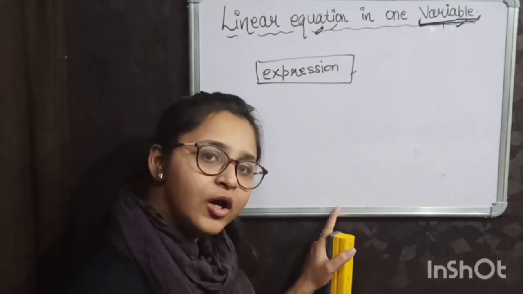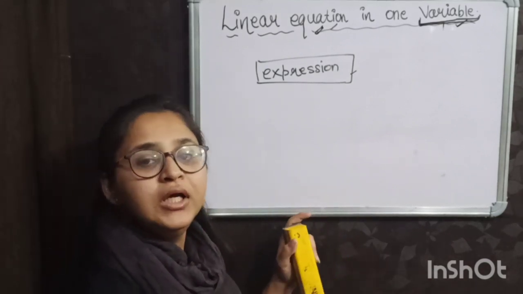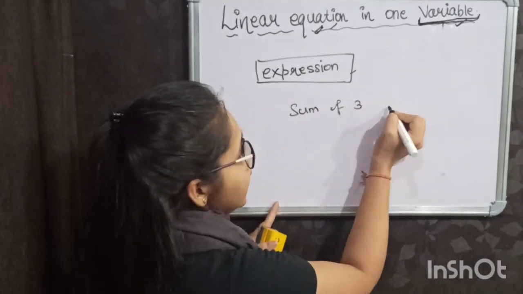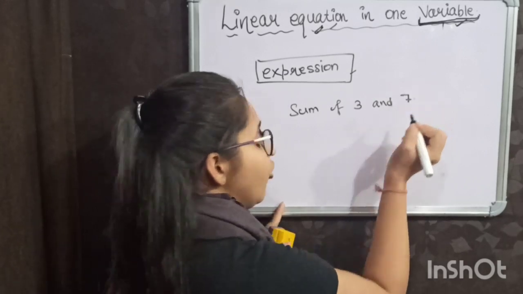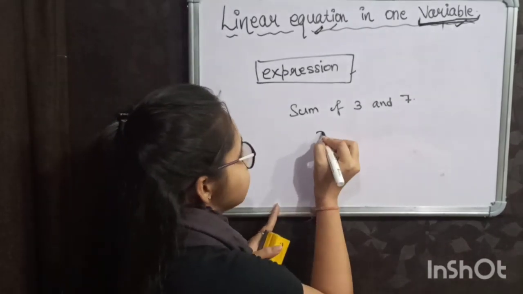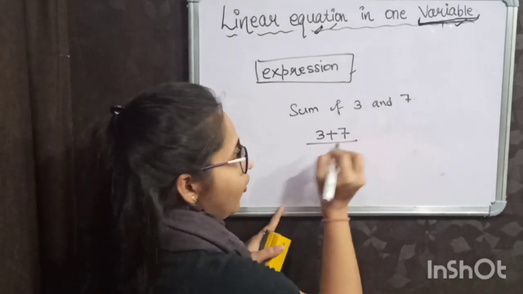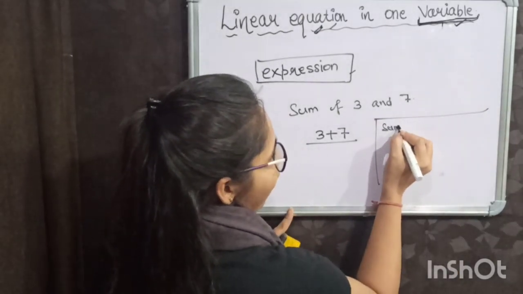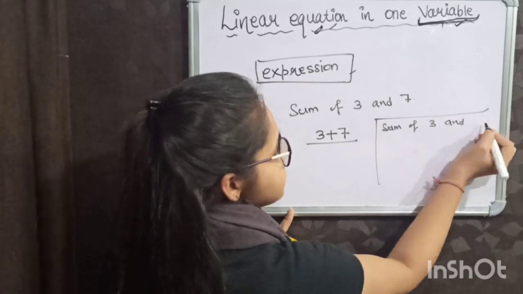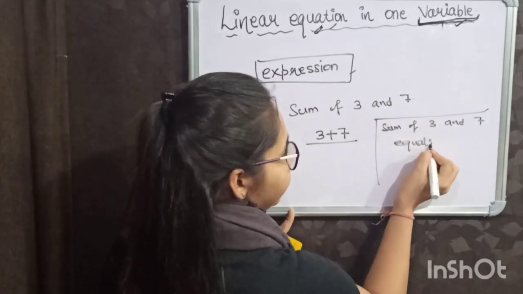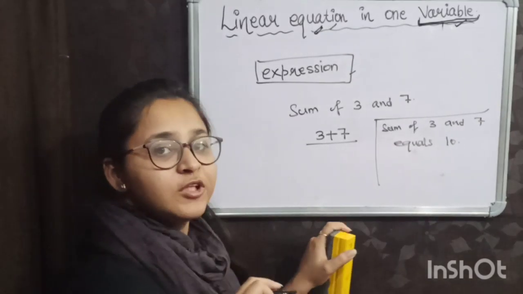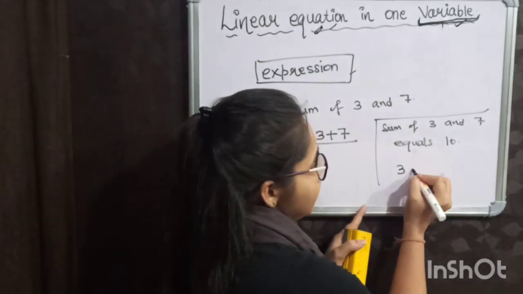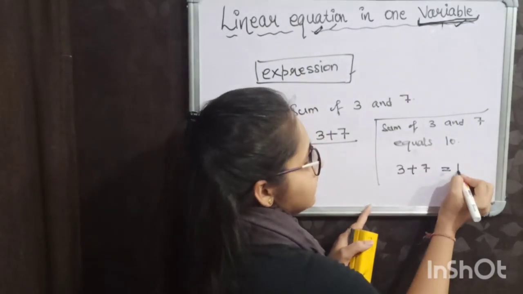If I say "sum of 3 and 7," I am giving you one sentence. How will you write it mathematically? 3 plus 7. Okay? Now I am giving you another sentence which says that the sum of 3 and 7 equals 10. This is a true statement. How will you write it mathematically? 3 plus 7 equals 10.